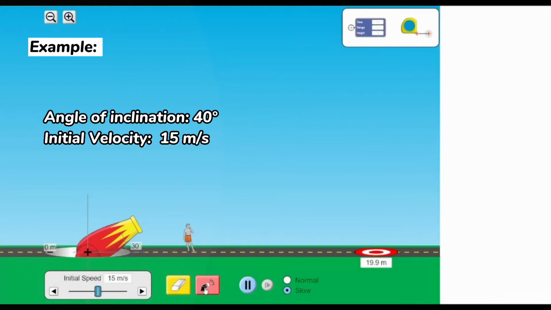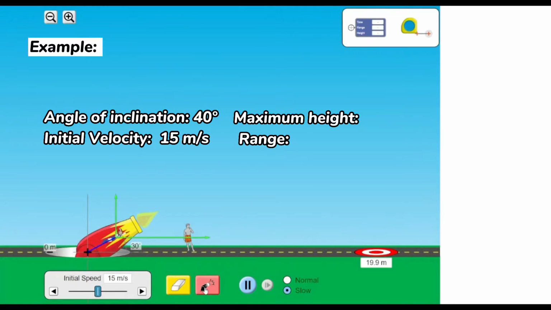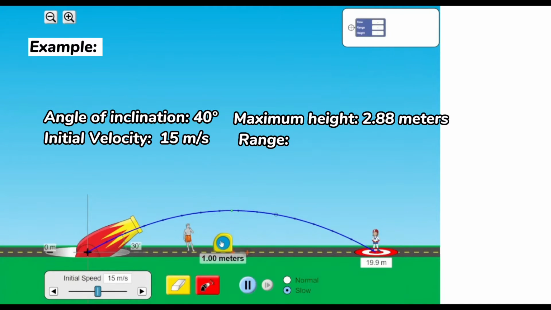Let's have example number 2 with an angle of inclination of 40 degrees and initial velocity of 15 meters per second. Now, let's find its maximum height and range. We have here a maximum height of 22.88 meters and a range of 19.22 meters.